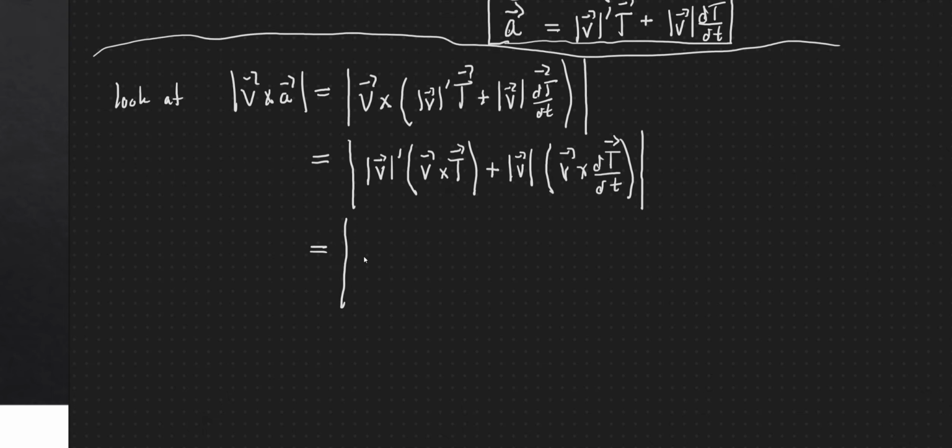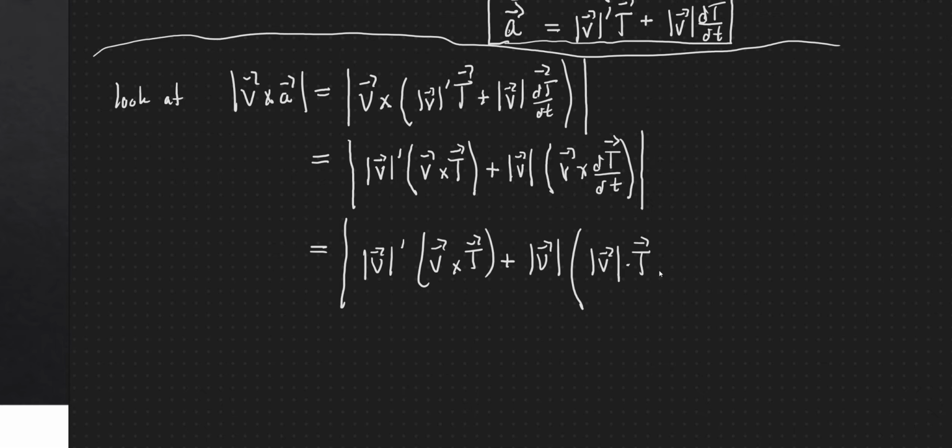So I have magnitude of v prime, v cross T, plus magnitude of v on the outside here. And then this v here I'm writing as magnitude of v times T. So that's another magnitude of v coming out. Let me just write it like this. How about magnitude of v times T, and then I'm crossing that with dT/dt, or T prime. So maybe I'll write that as T prime here. Same thing. This one's a little bit more explicit than the other.